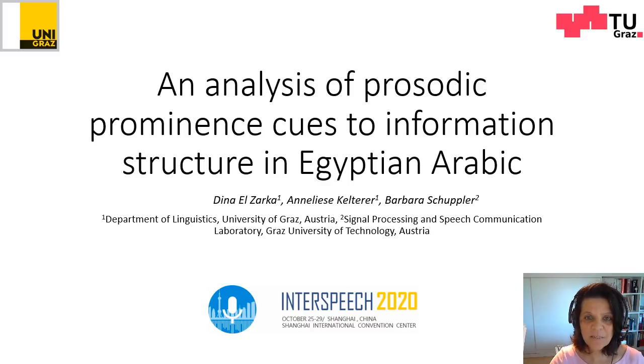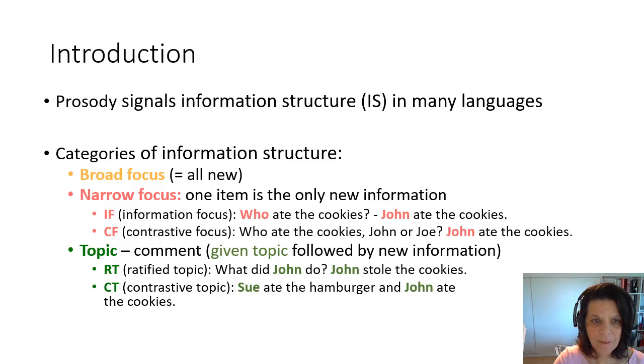This paper investigates acoustic cues to prominence in the entire utterance and how they're related to categories of information structure in Egyptian Arabic. In many languages, prosody is a powerful means to signal information structure, specifically focus. The categories of information structure used in the present paper are focus, topic, and contrast.